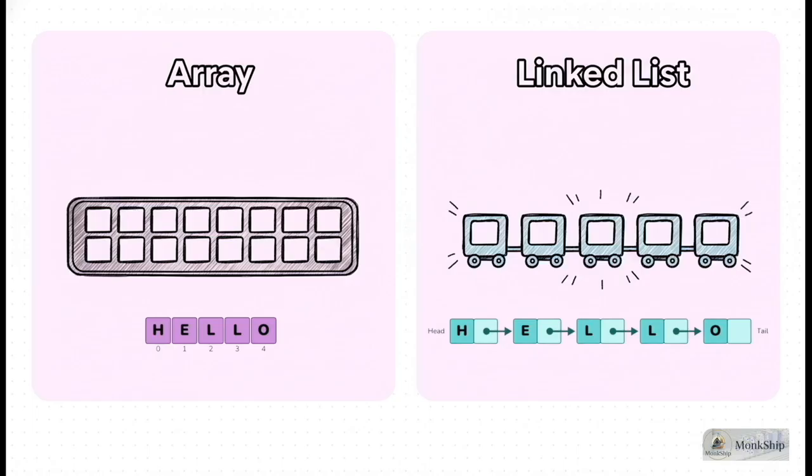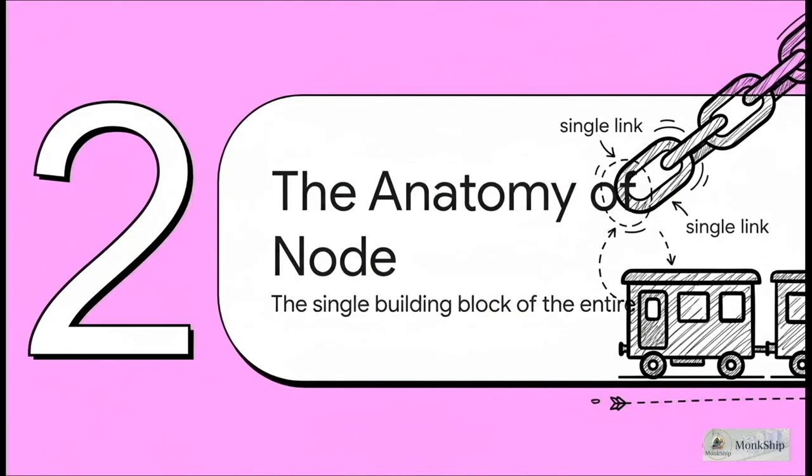Think about it. Adding a new car to the front of a train is easy, but trying to add a new slot to the beginning of a full pill box, you'd have to shift every single pill down. What a pain. So let's zoom in on one of those train cars, a single link in our chain.